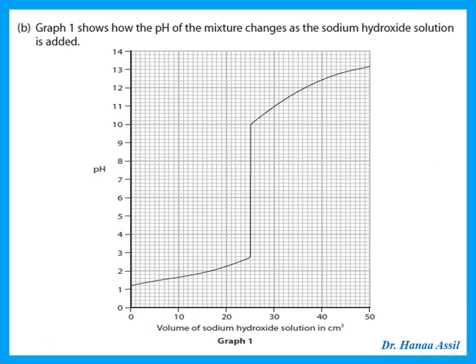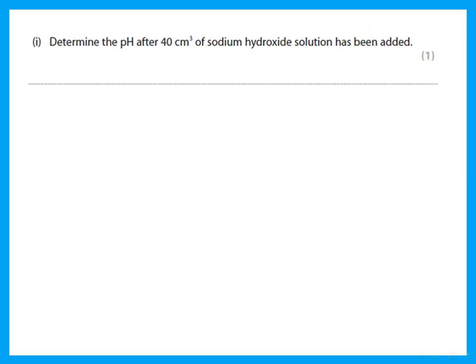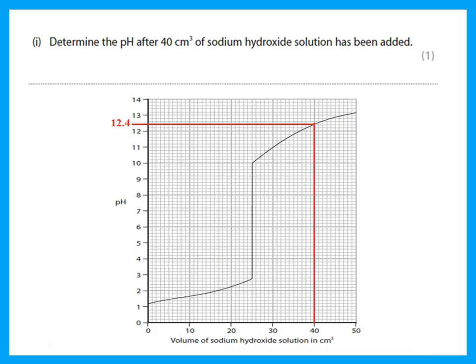Graph 1 shows how the pH of the mixture changes as the sodium hydroxide solution is added. As he adds the sodium hydroxide, he's measuring the pH. Determine the pH after 40 cm³ of sodium hydroxide solution has been added. So if we look at the graph, this is 40 cm³. I go up to the graph and I find that it is pH 12.4.